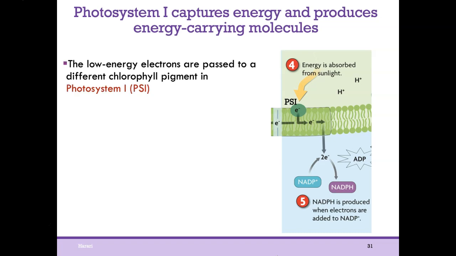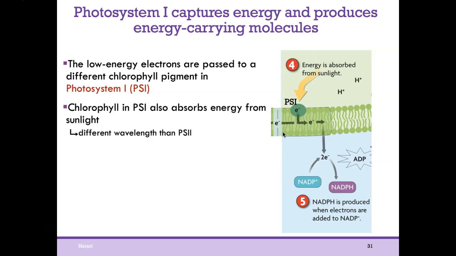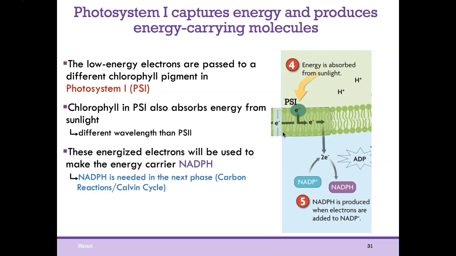Now we have something happening at photosystem 1. So those low energy electrons that just went through the electron transport chain will then be passed to a different chlorophyll pigment in photosystem 1. And photosystem 1 functions very similarly to photosystem 2. But at the end of photosystem 1, it's actually a different wavelength of light that is absorbed in photosystem 1. The electrons that get energized in this chlorophyll are used to make NADPH.